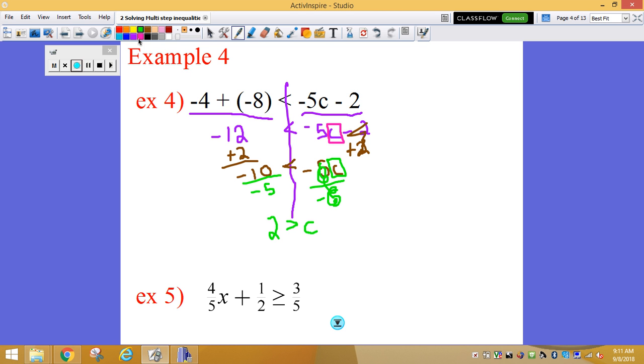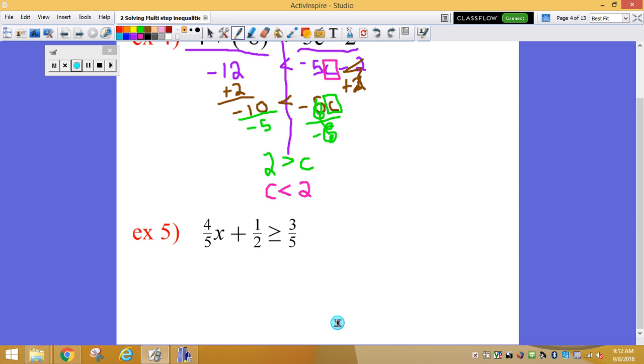Now, there's something wrong with this answer. What's wrong with this answer? Hopefully you see it's that my letter is not first. Remember, with inequalities, your letter comes first, your number comes last. And when you flip your letter and your number, you got to flip your inequality. So this answer is c is less than 2.